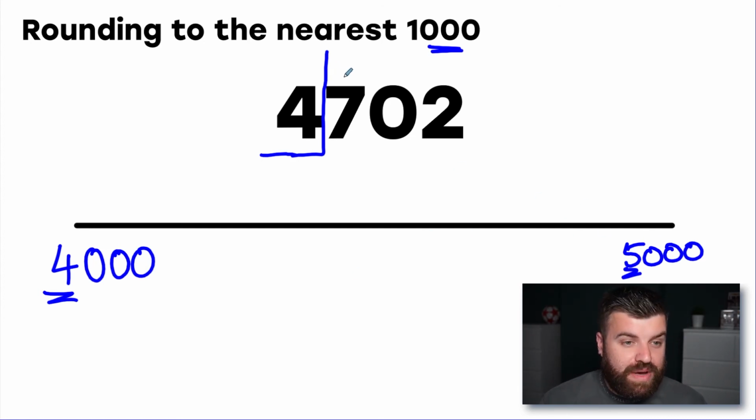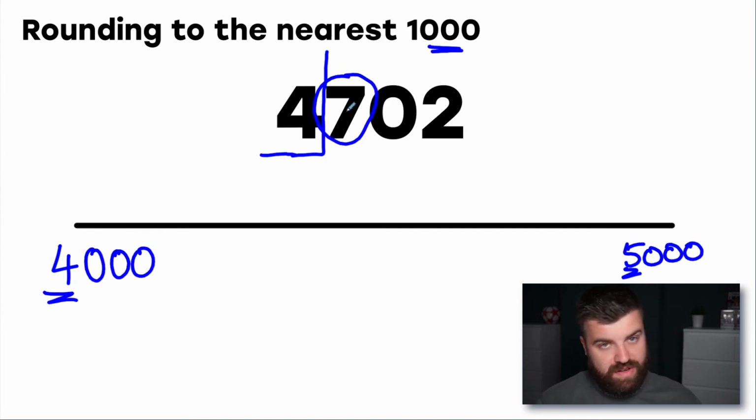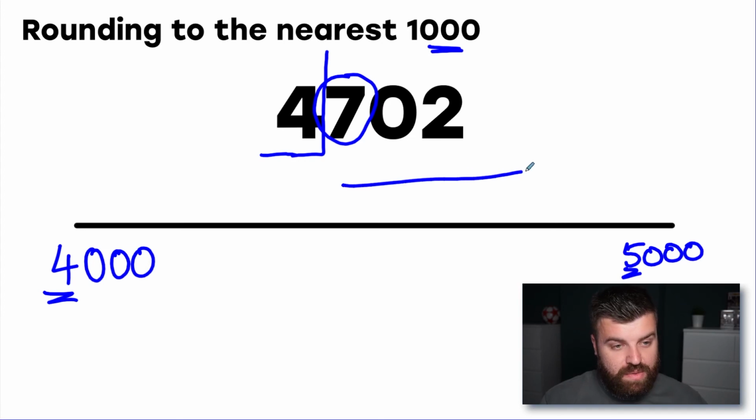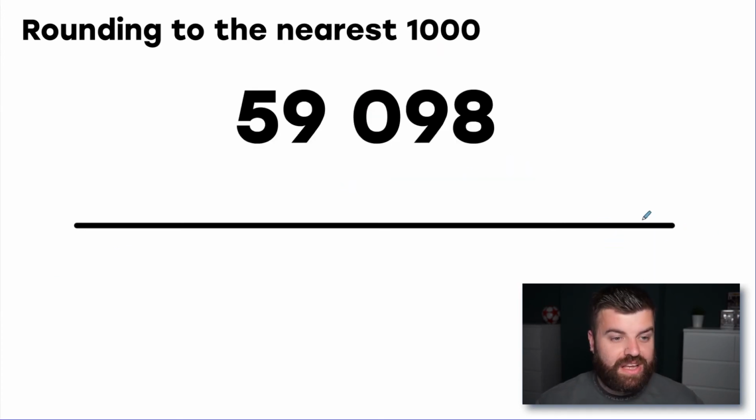Circle the digit always next to our wall. In this case, it's the hundreds. That's going to tell us whether we're closer to 4,000 or 5,000. 7 is a large digit. We're going to round up. The answer to this question is 5,000. We're there. We're at a 5-digit number.